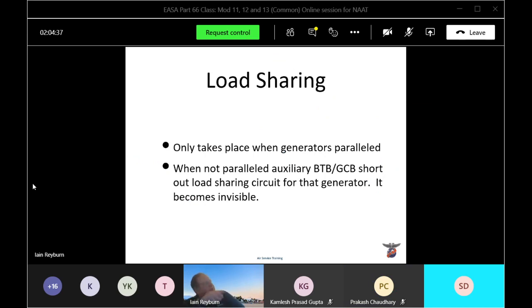So load sharing only takes place when we are paralleling, i.e. putting them onto a synchronized bus bar. When not, as it says there, the bus tie breaker or the generator contact breaker auxiliary contacts will close and we short out the sensor. And that's the same when it's reactive or active load.